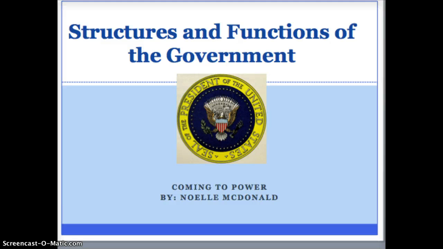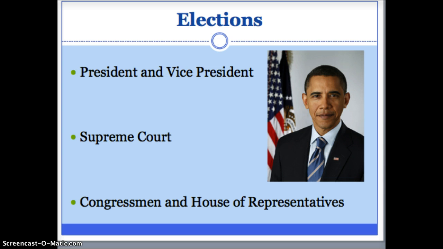Today we'll be learning about the structures and functions of the government. First, we will talk about how the President, members of Congress, and Justices of the Supreme Court come to power. The President, Vice President, Supreme Court, Congressmen, and House of Representatives all are elected.